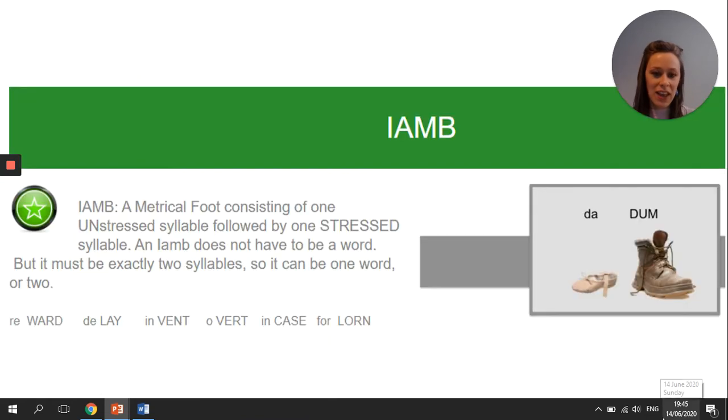So if you think about it in a line of poetry, if you had 2 iambs next to each other, you would have how many syllables? 4. If you had 3 next to each other, you would have 6. And if you had 4, it would be 8. And if you had 5, it would be 10 beats in a line. And that's actually iambic pentameter, which is the most common verse form that Shakespeare uses. And it's going to come up in the Shakespeare revision video as well. But lots of poets use it.